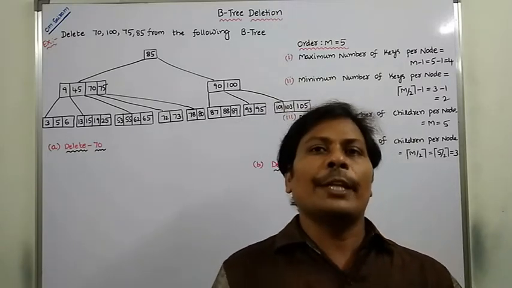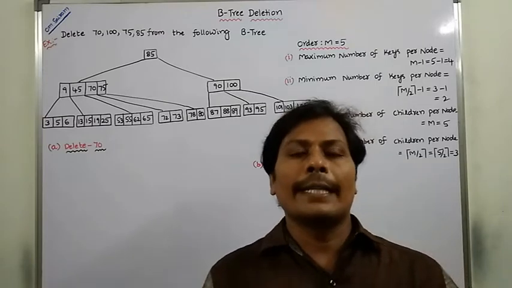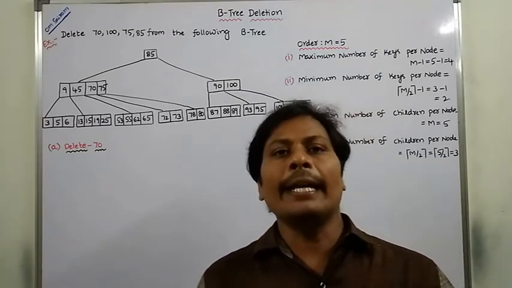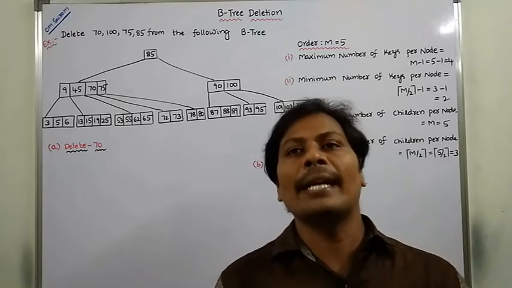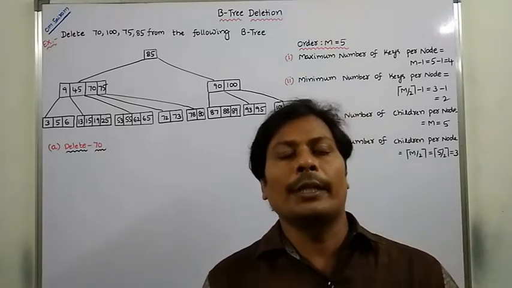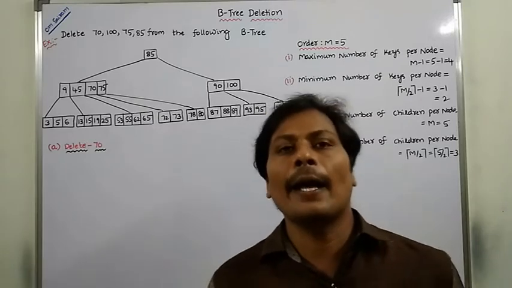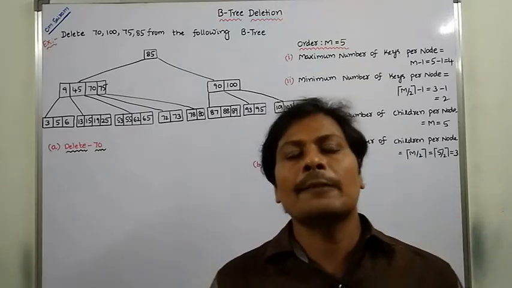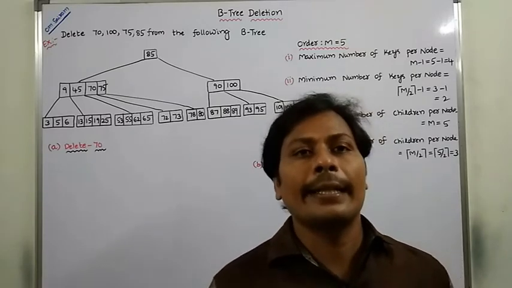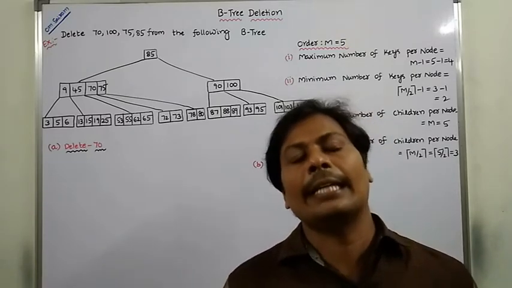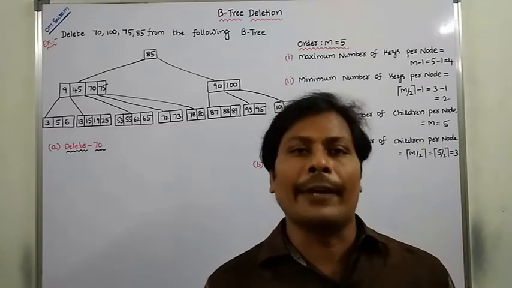In the previous video, we also discussed B-tree deletion, how to delete the key elements at the leaf node. That was discussed in the previous video. In this video, we will discuss how to delete the key elements at the internal node.